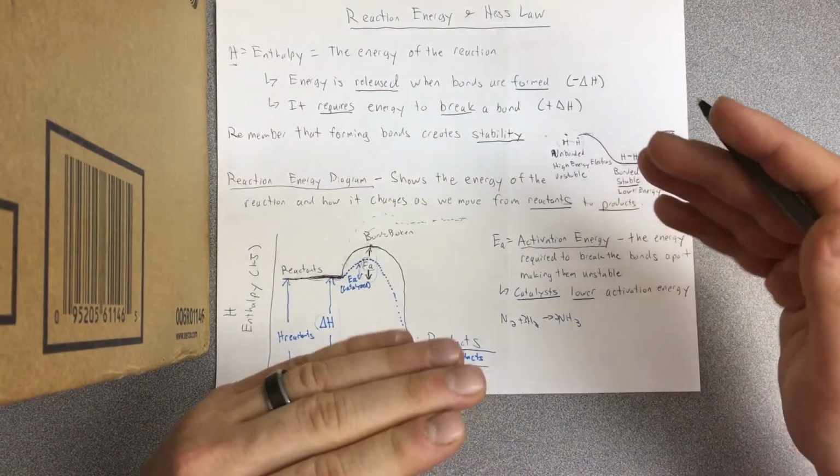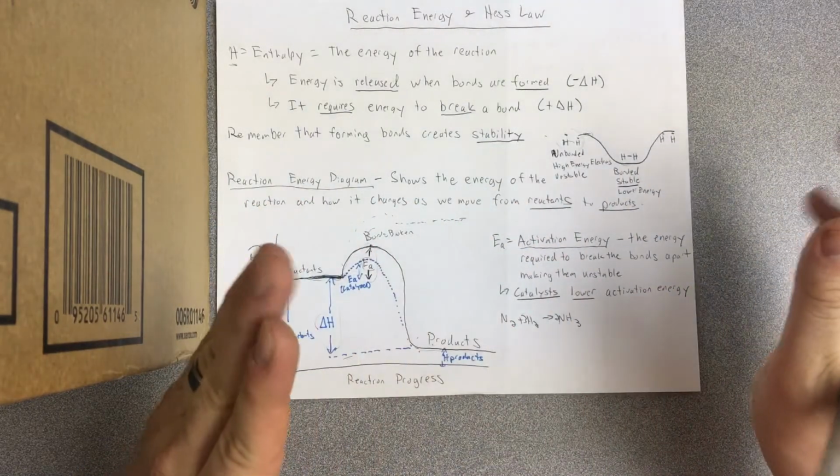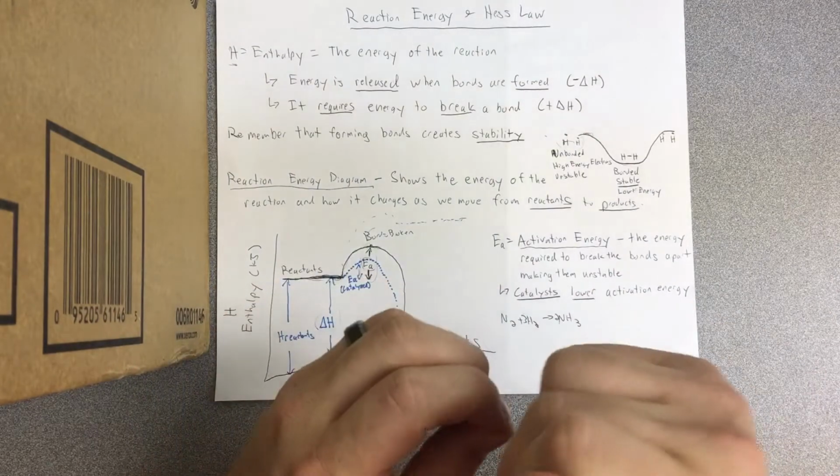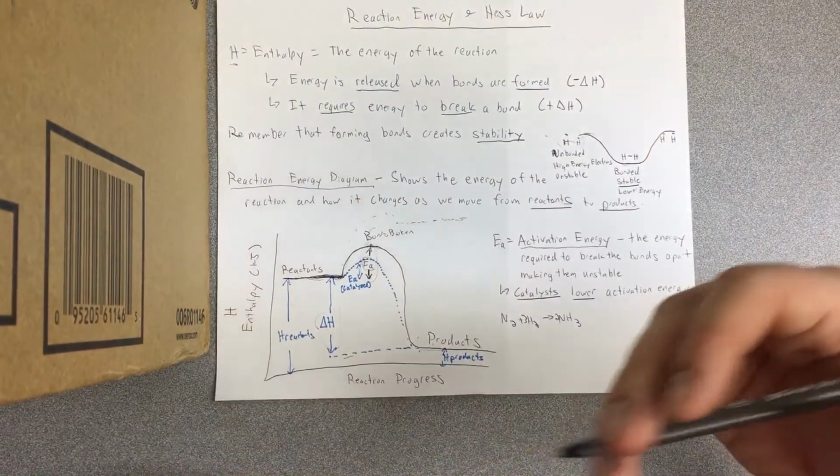Again, remember, bonds forming is an exothermic process. Bonds forming releases energy. Bonds breaking requires us to put energy in to break those bonds, to push it into a state where it's not stable.